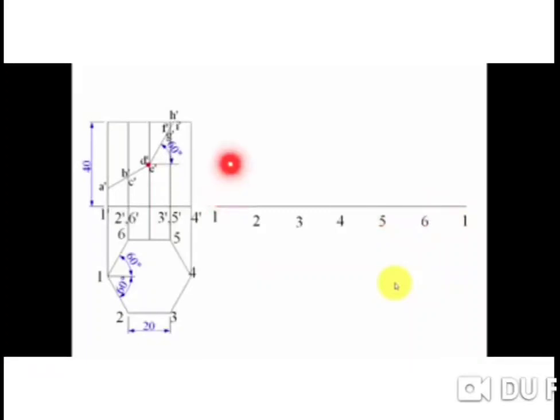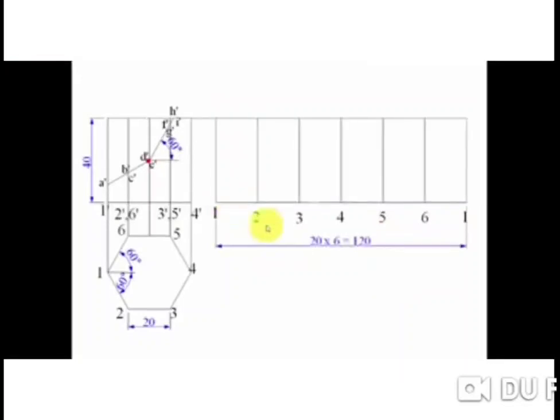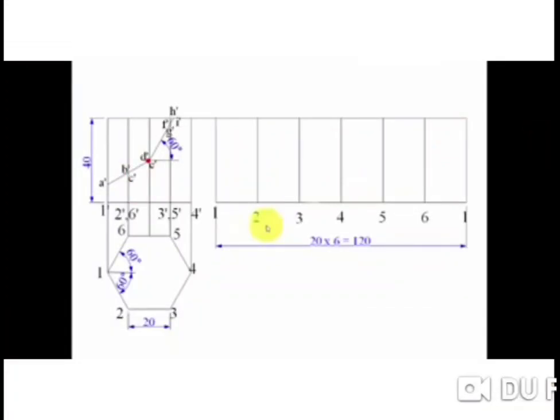Now what will be the height? Height is equal to the height of the front view. 20 into 6, 120. And height is equal to the height of the front view. These are the 1, 2, 3, 4, 5, 6 side rectangles. That is the lateral surface. Lateral means the side rectangles of the hexagon.